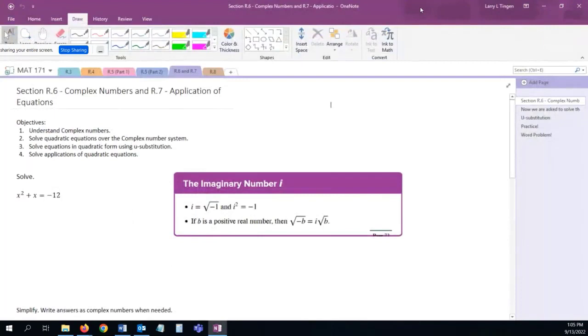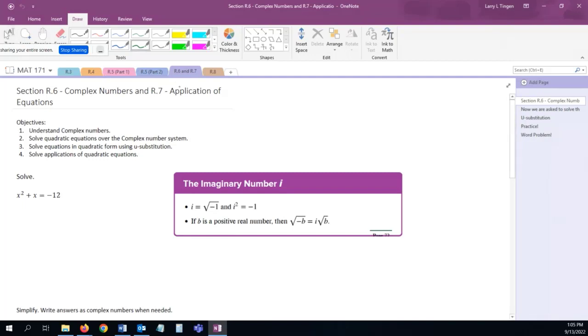All right. R6 and R7 are together here. R6 is getting into complex numbers, and R7 is applications. Complex numbers, this is our introduction to them. People always ask me, why do we have these? What's the point? The reason we have these is because they answer the question that we're asking.